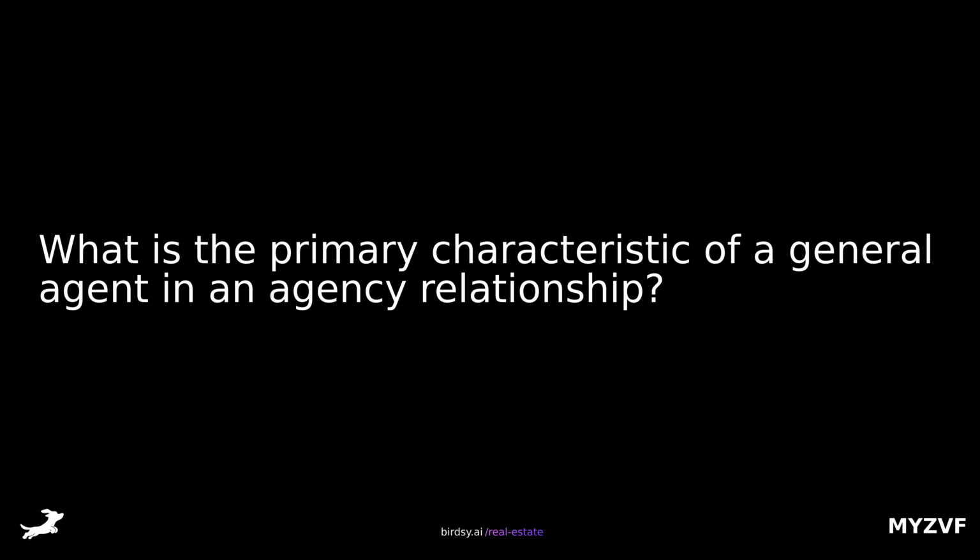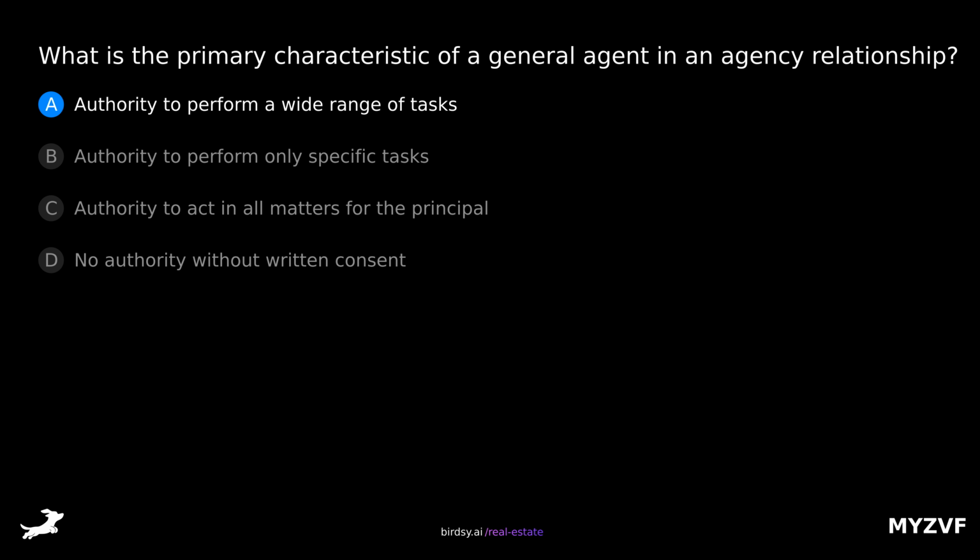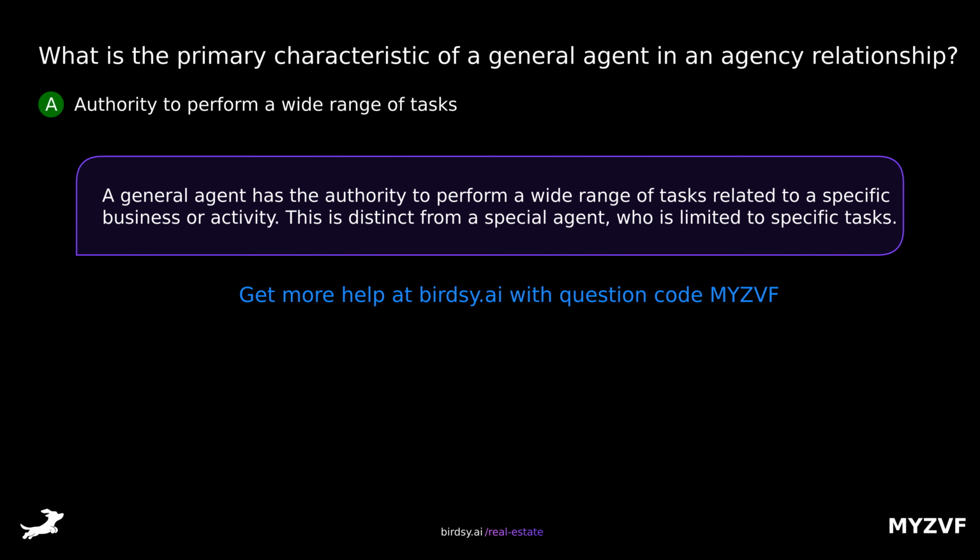What is the primary characteristic of a general agent in an agency relationship? Is it A. Authority to perform a wide range of tasks? B. Authority to perform only specific tasks? C. Authority to act in all matters for the principal? Or D. No authority without written consent? The answer is A. Authority to perform a wide range of tasks. A general agent has the authority to perform a wide range of tasks related to a specific business or activity. This is distinct from a special agent who is limited to specific tasks.